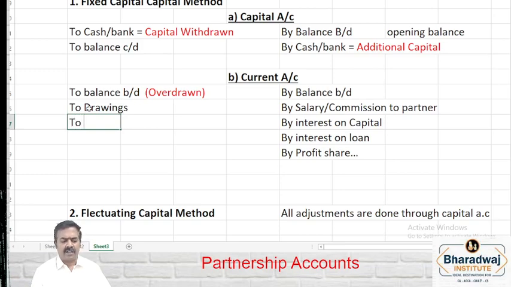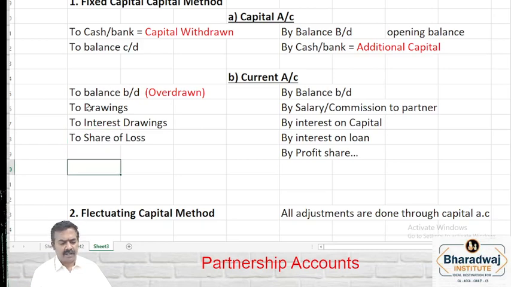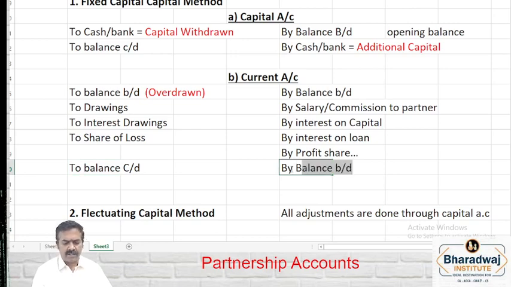Drawings means regular drawings, and interest on money withdrawn by the partner. Then to share of loss. Share of loss will be recorded. Then you will work out to balance carried down. Suppose if it is a normal balance, it will come as by balance carried down. If it is overdrawn, it will appear on the opposite side.